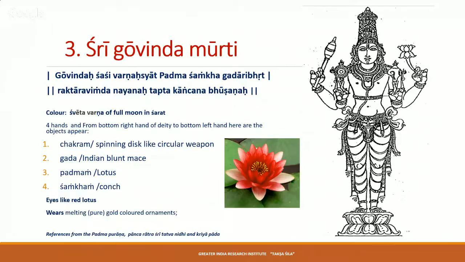Taptakanchana Bhushanaha. He is wearing different ornaments of melting gold, pure shining gold. If you see a melting river of gold, how it looks, that colored ornaments he is wearing on his white Shashivarna form. Padma Shankha Gadaribhrit. This is the dhyana sloka of Sri Govinda Murti. Om Govindaya Namaha.